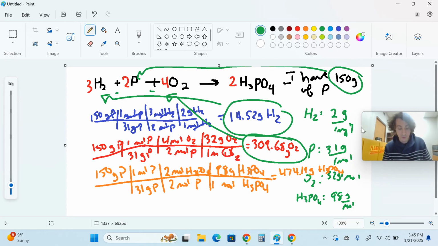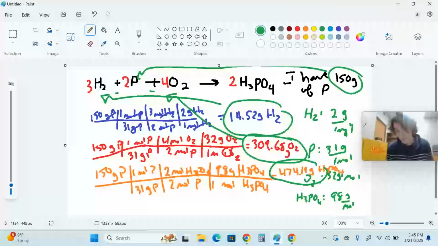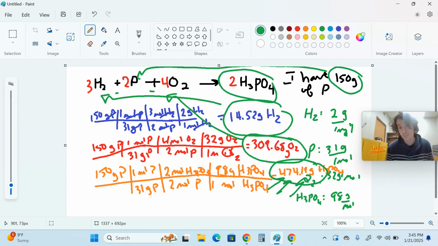So, calculator, 150 plus 14.52 plus 309.68, and I get 474.2, which, hopefully you're saying, oh, good, it worked, right? 474.2 is 0.01, that's 1/100 of a gram off from my answer here, which is the phosphoric acid. That's the only product, which means every last gram that was hydrogen, that was phosphorus, that was oxygen is now in these phosphoric acid molecules, which means that all the mass should be there, if that makes sense.